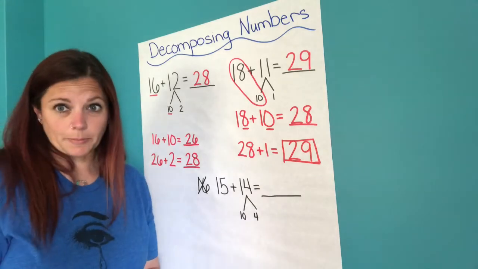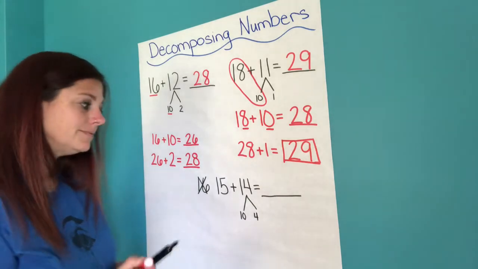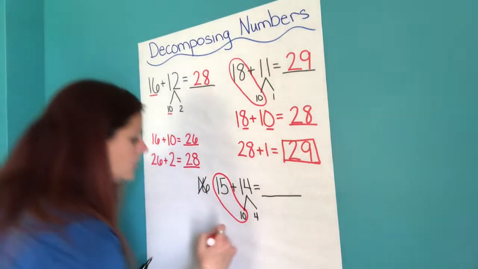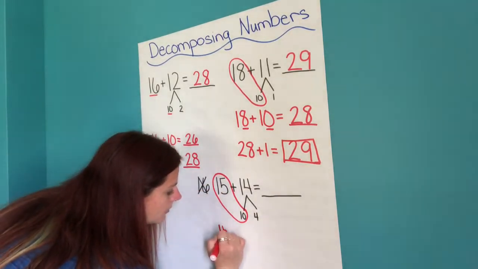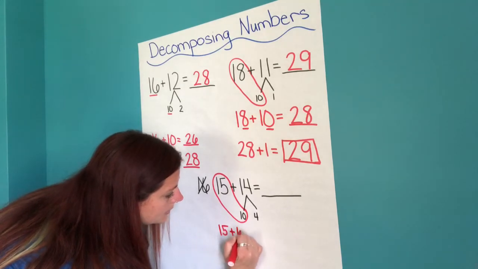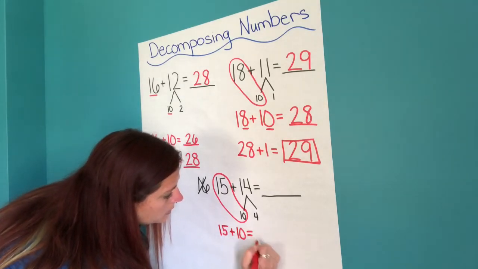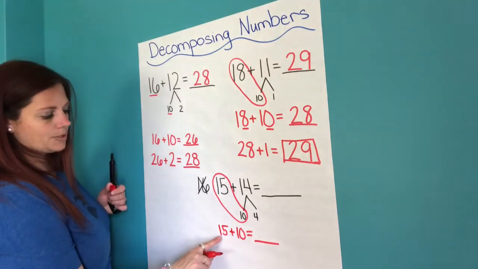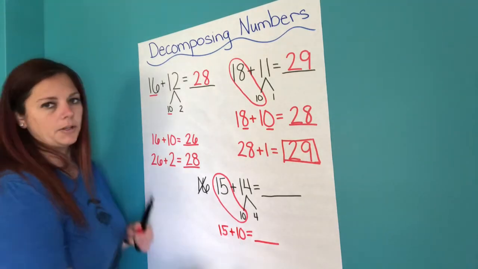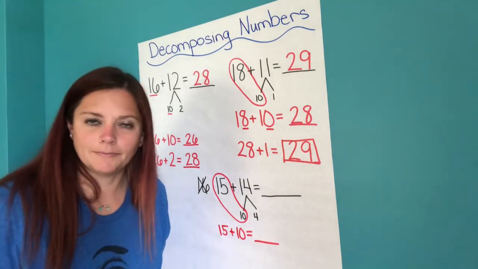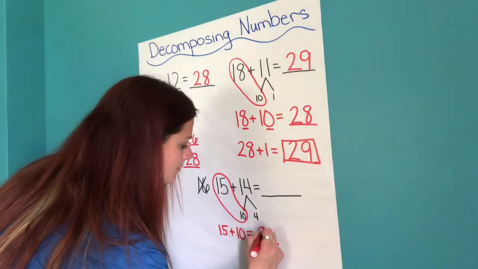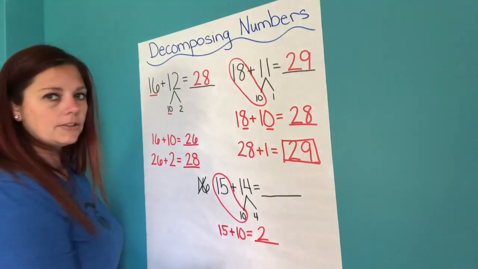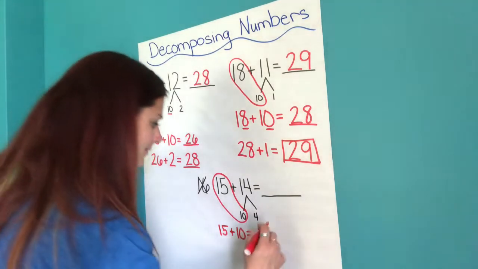Now, what two numbers am I going to add together? Yes, 15 and 10. So we're going to go down here and write 15 plus 10 equals blank. So let's look at our 10s. What numbers are our 10s? 1 and 1. What's 1 plus 1? 2. Now we're going to add our 1s. 5 plus 0. 5.